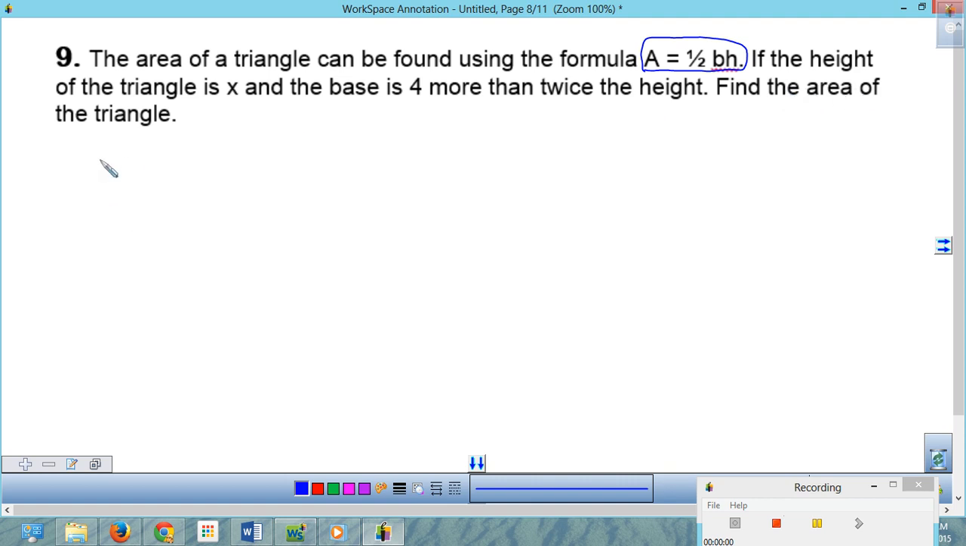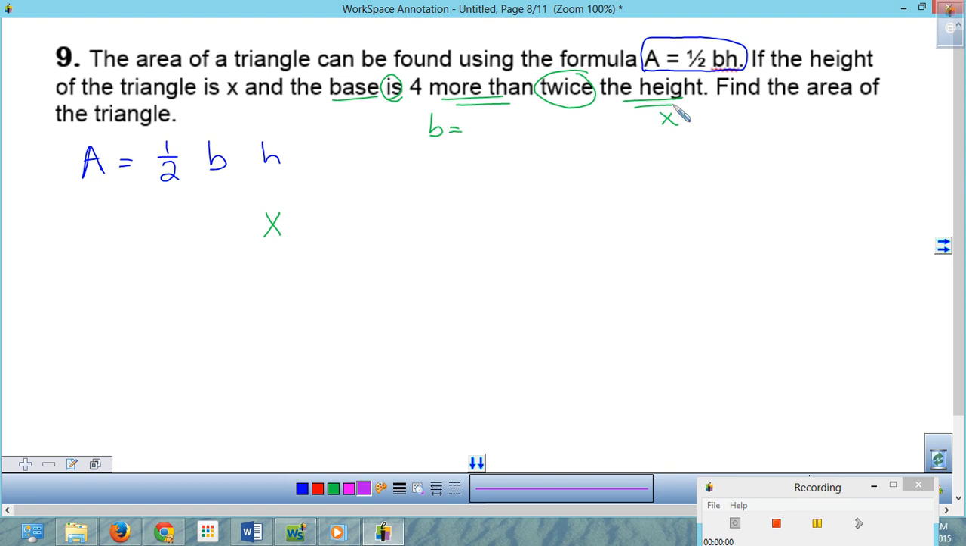So, what I would do is I would write down the formula. Area equals 1/2 the base times the height. And it tells us that the height is x. So I would replace that with x. And then it says that the base is 4 more than twice the height. Well, height, we just said, was x.